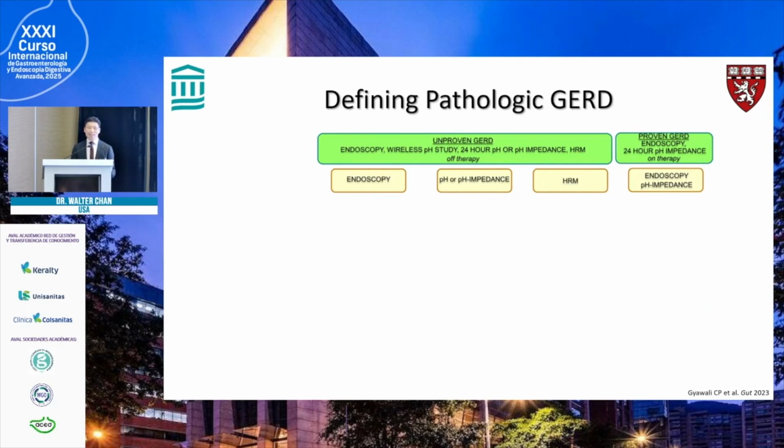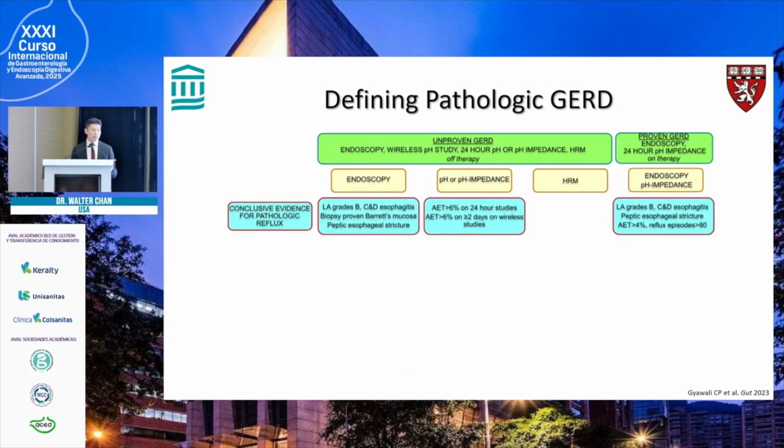And how do you define GERD? This is adopted from the most recent Lyon consensus, where you can use parameters from endoscopy, from pH impedance study, or manometry to help you classify patients into those with abnormal reflux or not. Patients with conclusive evidence of reflux, we know when you see these, we know that they have abnormal reflux. Are patients with high-grade esophagitis, complications from reflux on endoscopy, or if they have an abnormal reflux monitoring study defined as an acid exposure time greater than 6%.